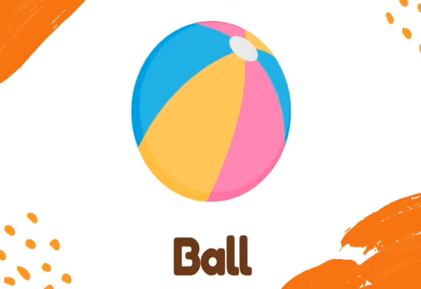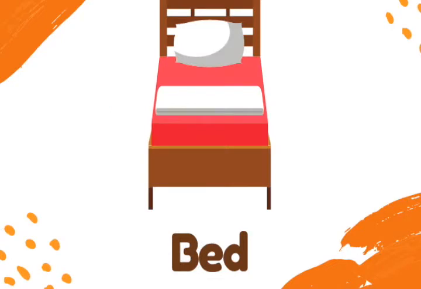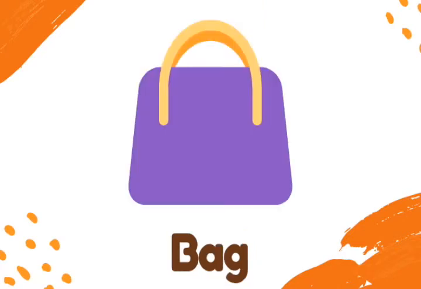Good job! What are the other objects that begin with a B, B sound? Can you guess? I will give you a hint, okay? It's a yellow fruit and monkeys love to eat it. What is it? Yes, you are right. It's banana. What else? Yes, this is where you sleep. What is it? Yes, it is a bed. This is where you put all your things when you go to school. What is it?